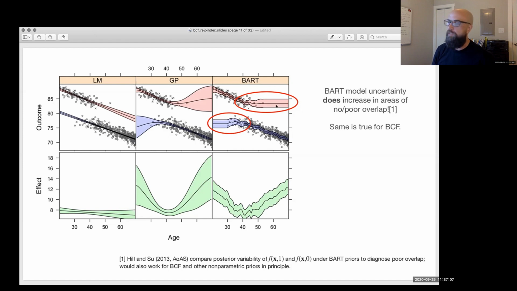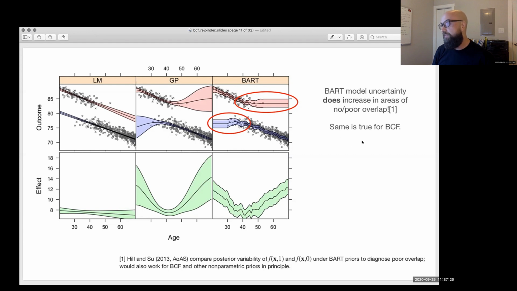This increase of uncertainty between the expected outcomes under treatment and the expected outcomes under control, the increased model uncertainty about those parameters, can actually form the basis for a diagnostic for lack of overlap or for poor overlap. And that's this Hill and Su paper in AOAS. A really nice paper. That's like a general strategy we could use to identify areas of poor overlap.